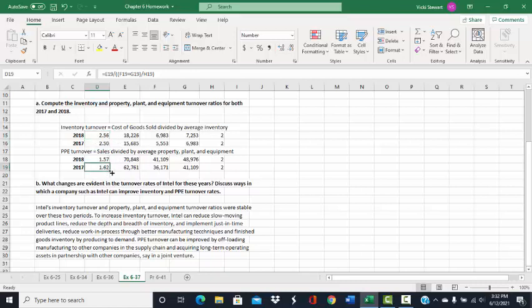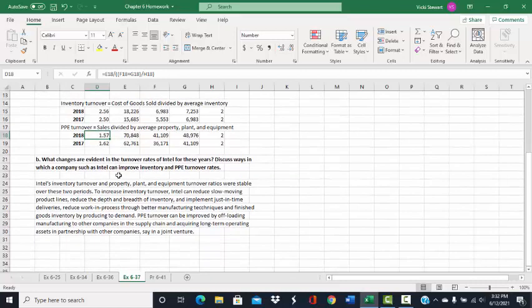For property, plant, and equipment, we see that it went from 1.62 in 2017 to 1.57 in 2018, and that's a decrease, so that means they were less efficient in using their property, plant, and equipment. But basically, over the 2 years, the inventory turnover and the property, plant, and equipment turnover were fairly stable.